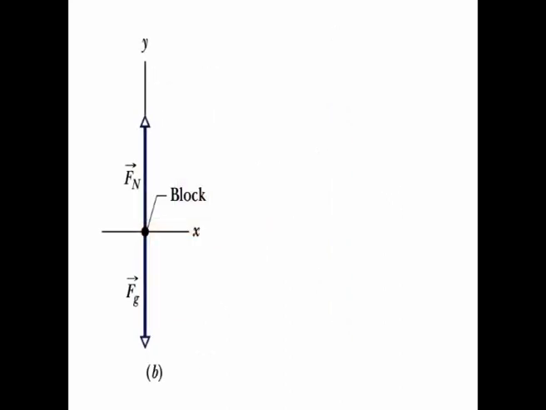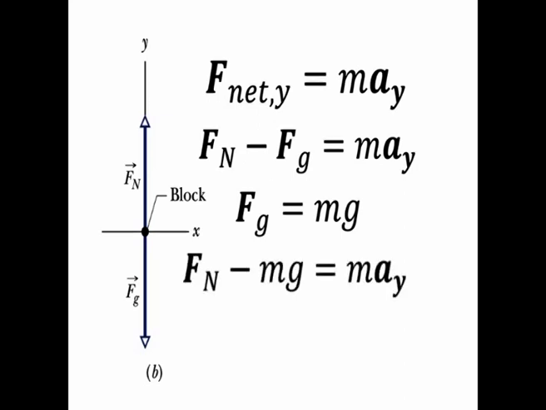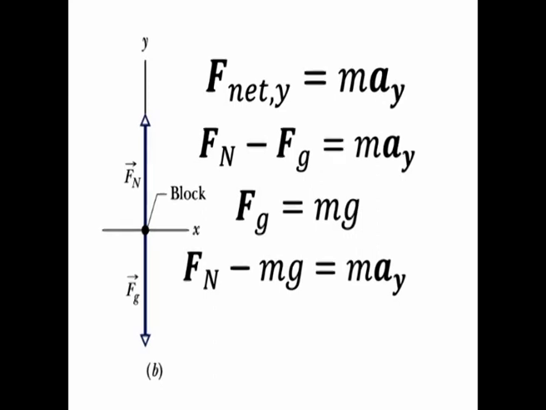Forces Fg and Fn are the only two forces on the block and they are both vertical. Thus, for the block we can write Newton's second law. For a positive upward y axis, F net y is equal to may as Fn minus Fg is equal to may. We know Fg is equal to mg, therefore, Fn minus mg is equal to may.